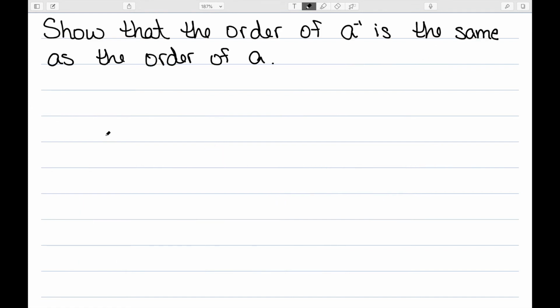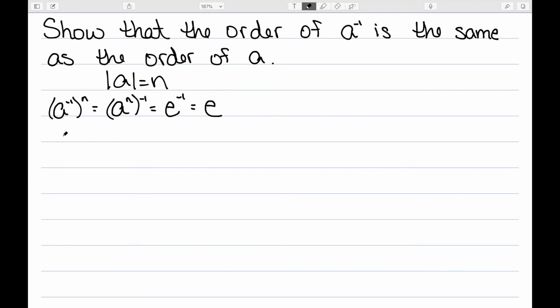The next thing, I want to show that the order of A inverse is the same as the order of A. Let's suppose that the order of A is equal to n. Well, A inverse to the n power is the same thing as A to the n power raised to the negative 1. We know A to the n is the identity, and the inverse of the identity is the identity. However, we need to prove that n is the smallest possible integer that works here.